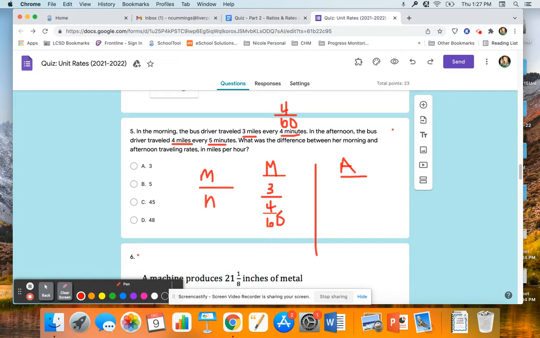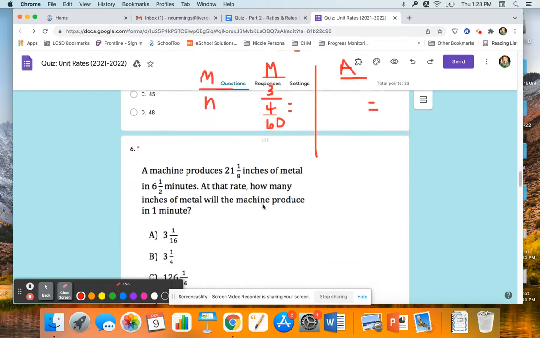All right, so that's the first part. I set up the morning. You have to do the afternoon one. Once you figure out both of those, you have to find the difference between those two numbers. Difference equals subtract, people. Just a reminder.